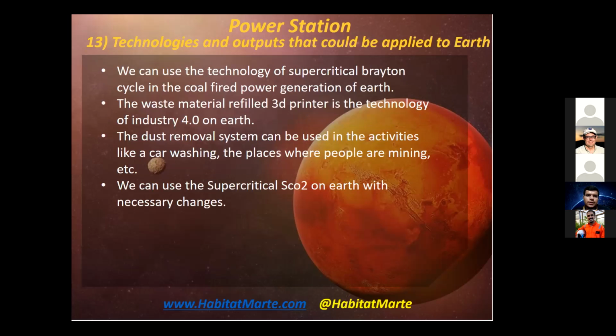So here are some of the technologies and outputs that could be applied to the Earth. We can use the technology of the supercritical Brayton cycle instead of coal fired power generation on Earth. The waste material refilled 3D printer is a technology of Industry 4.0 on Earth. The dust removal system can be used in activities like car washing, and places where people are mining, etc. We can use the supercritical SCO2 cycle on Earth with necessary changes.